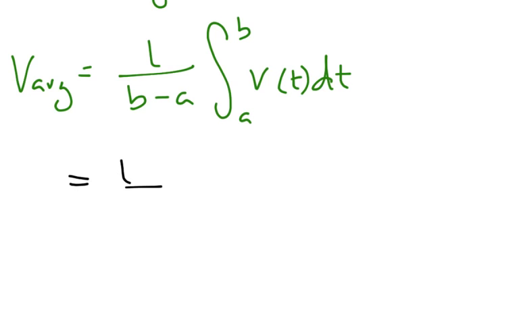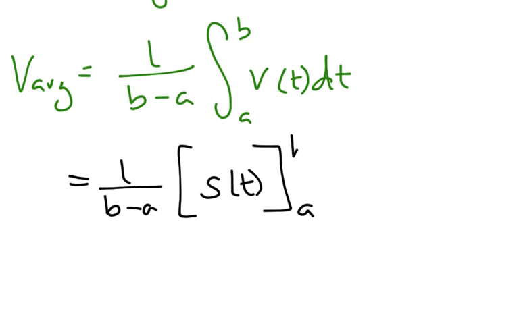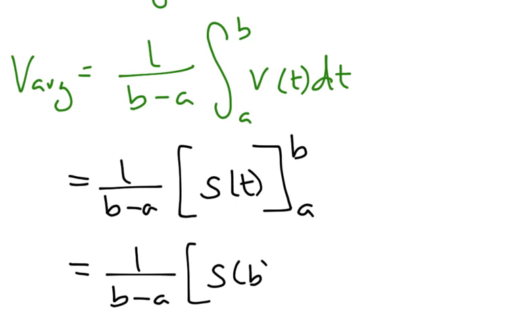And so to work this out, we still got our 1 over b minus a here. And, well, what's the antiderivative of the velocity function? That's just the position function. And we don't need a plus c on this because we just need any antiderivative. And so it's s of t evaluated on the interval from a to b. And of course we evaluate this by plugging in b, plugging in a, and subtracting the results.